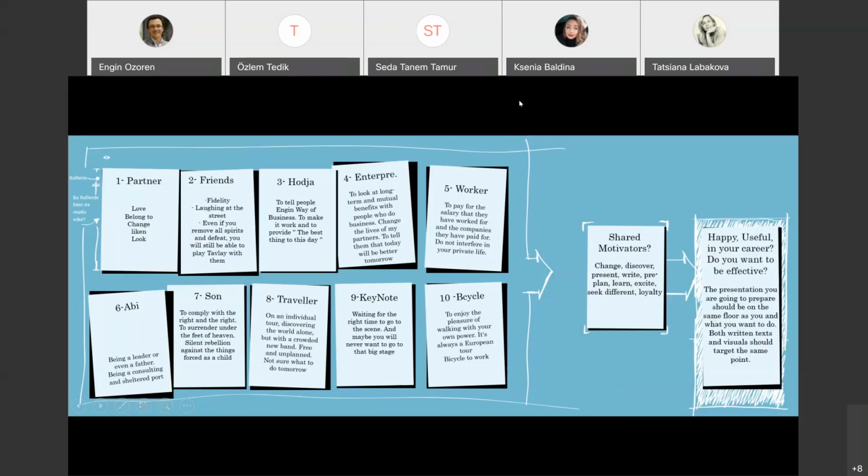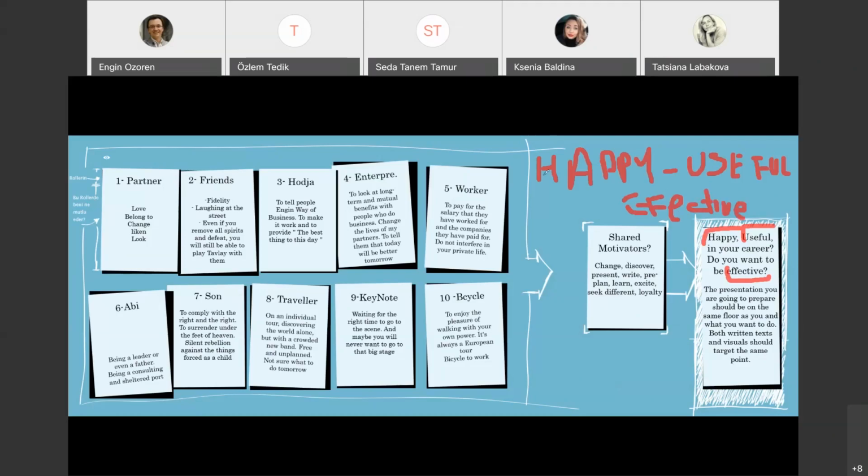And at the end, you are looking for three things. Would you like to be happy, useful, or do you want to be more effective? You may create three different objectives. You may choose happy, you may choose useful, or you may choose the effective one. Which one do you want to do in your future plans?